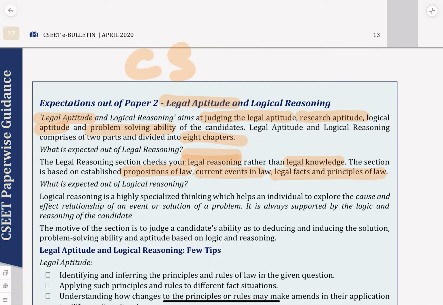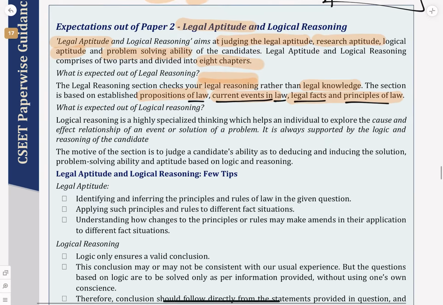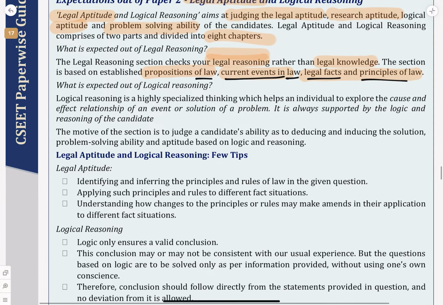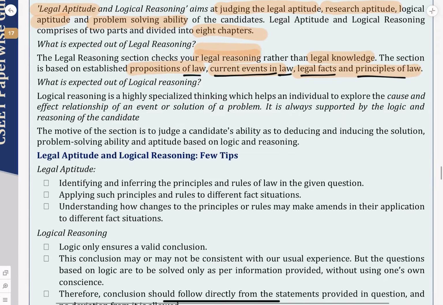ICSI is telling you very clearly what they want you to do. What do they want you to understand? The different concepts of law: propositions of law, current events in law, legal facts and principles of law. Principles of law is what we call the ABCD of law. If you know this ABCD of law, everything else becomes easy. So for legal aptitude, ICSI is giving you some tips, and we should know this very well.